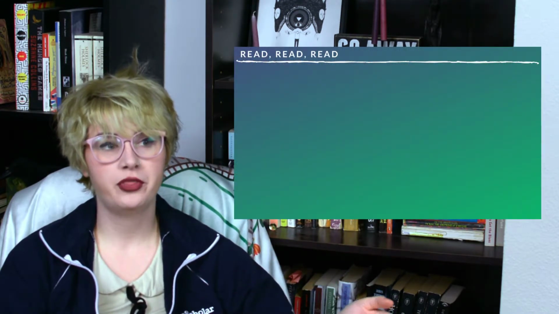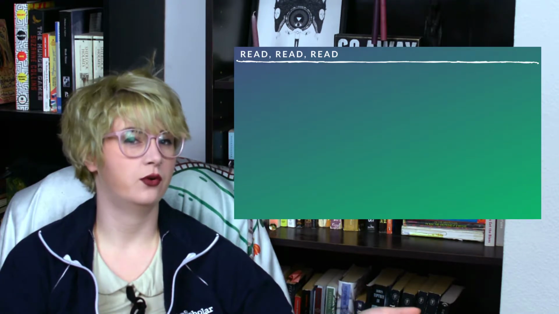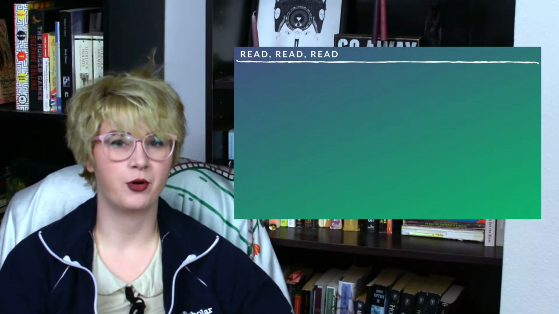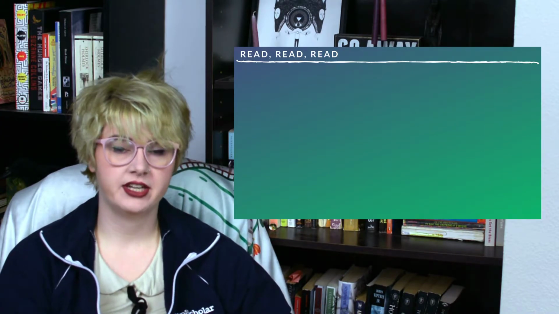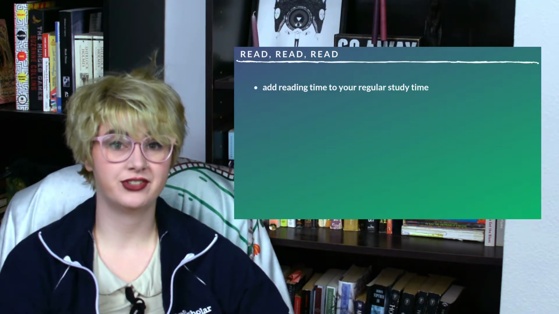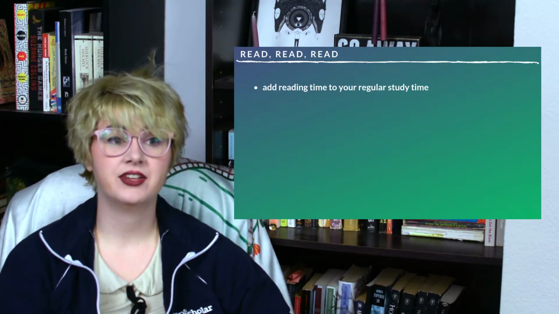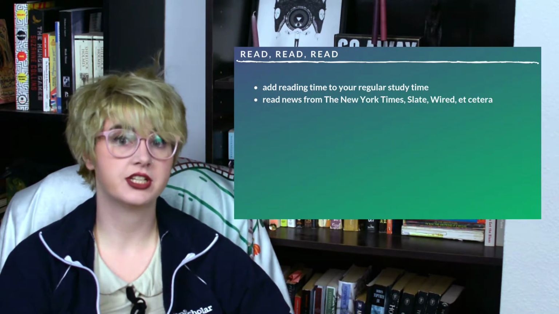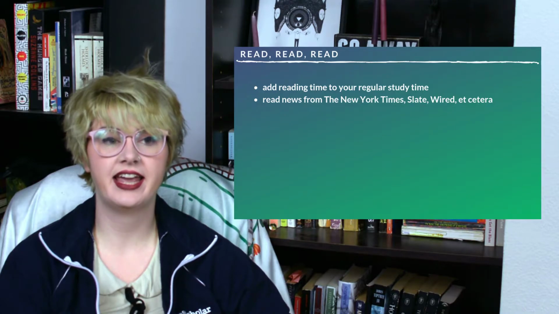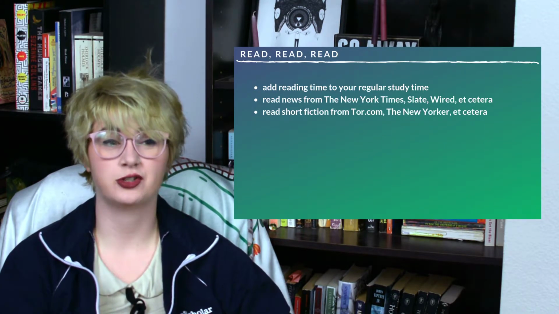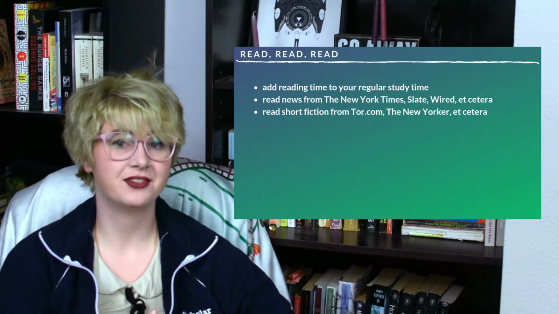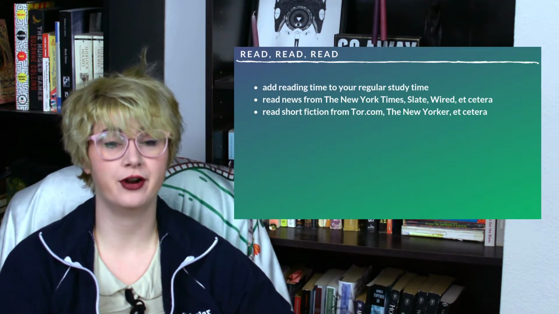So the second major way to study for SAT vocab is through reading. And I know that reading sounds like kind of a weird way to study. It's not about memorization. It really is just about the act of reading. What I recommend is taking some time in your regular studying practice to add some reading of sites like the New York Times or Slate or Wired, or if you're into short fiction, you can browse sites like Tor.com, which has science fiction and fantasy stories as well as a lot of articles.